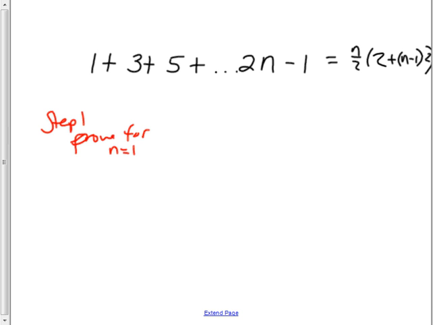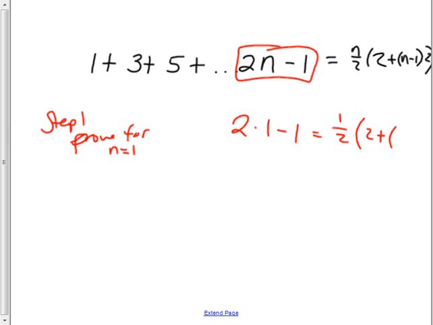Then, if n equals 1, they're saying there's only one term. If there's only one term, then I can just use this part of the formula because that is a term generator, and it will generate the last term for us. And since there's only one term here, it would be 2 times 1 minus 1, where n is, how many terms are there? 1. 2 plus n is 1 again.